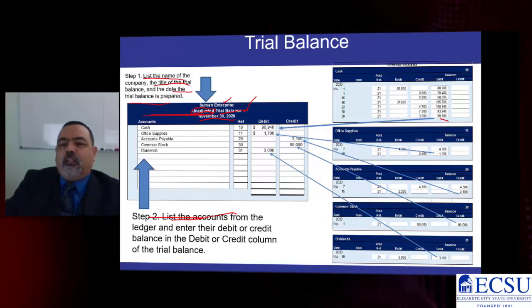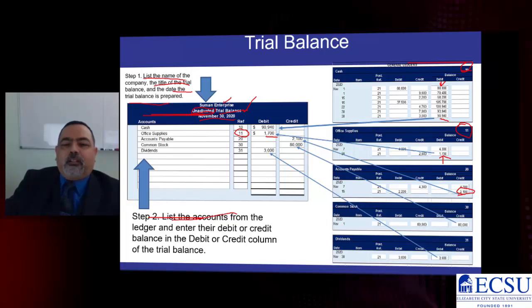We have 90,940. So we bring that, you write cash, reference is 10 here, and then 90,940 in the debit side. Please see that. Then you have office supplies of 1,700 again on the debit side. So you are writing 1,700, and this 11 appears to be the reference. Next is accounts payable. It has a credit balance. Because this is a liability account, it has a credit balance. So you can see it is in the credit column of the trial balance.